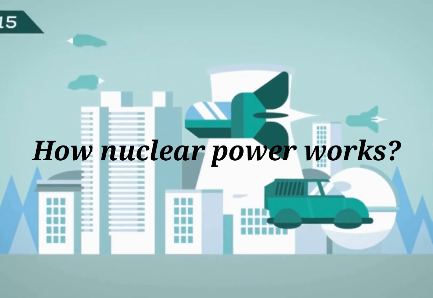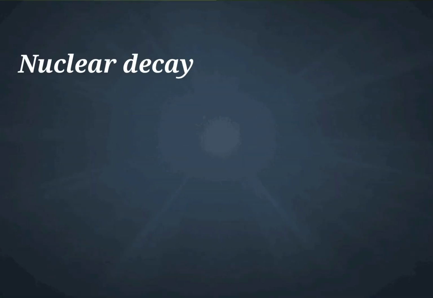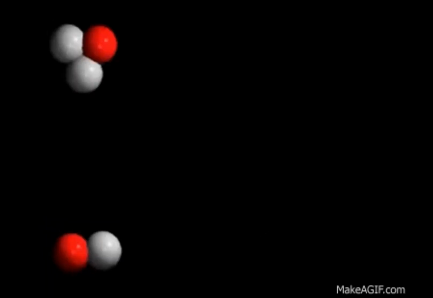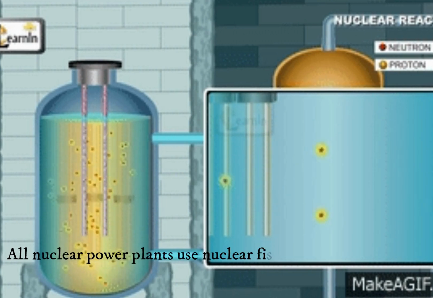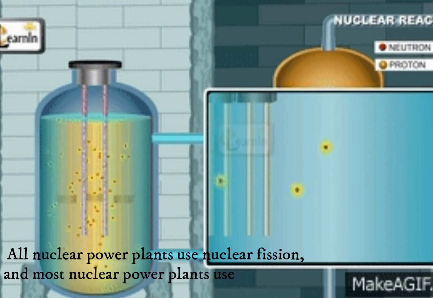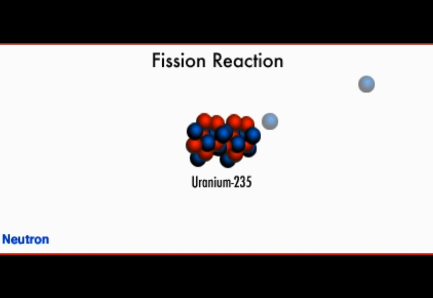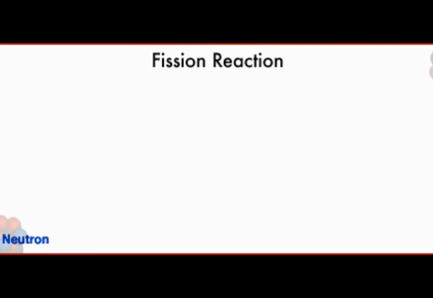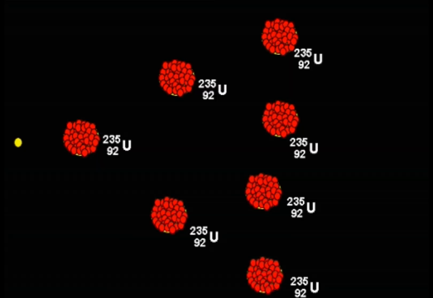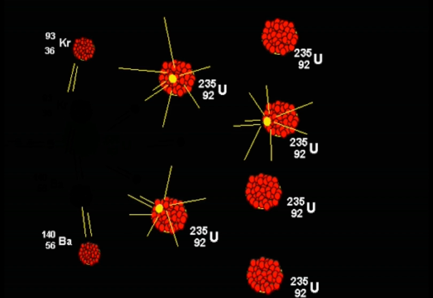How nuclear power works. Nuclear power can be obtained from nuclear fission, nuclear decay, and nuclear fusion. All nuclear power plants use nuclear fission, and most nuclear power plants use uranium atoms. When a uranium atom undergoes fission, the newly formed halves of lighter atoms, called the direct products of fission, iodine, cesium, strontium, cobalt, or some 30 other elements, are generally unstable isotopes.